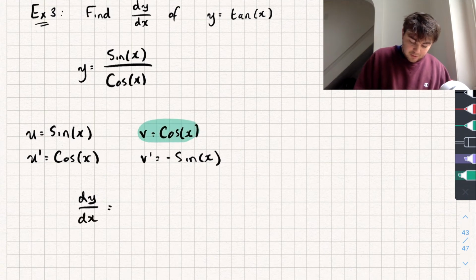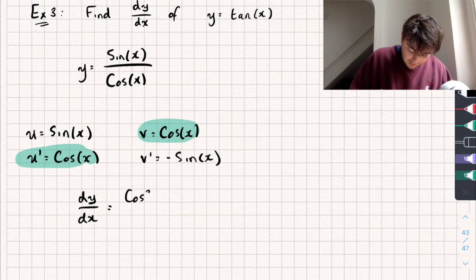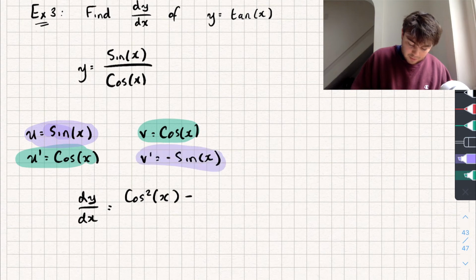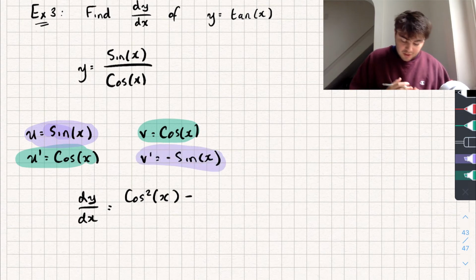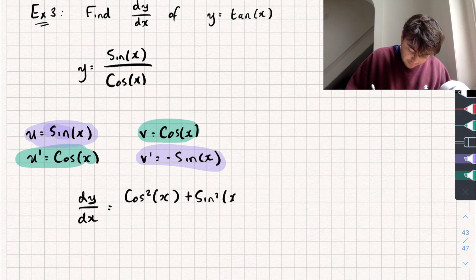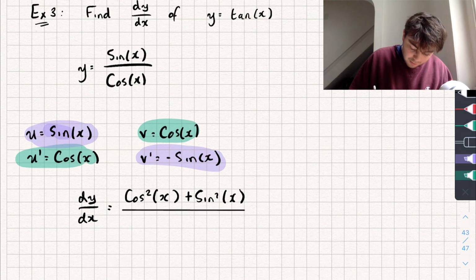And so if you remember, that was the function v multiplied by the derivative of u, so that's going to be cos squared x, and then we subtract from that the function u multiplied by the derivative of v, so that's going to be subtract negative sine squared x, so that just becomes plus sine squared x, and then that's all going to be divided by the function v squared, which is cosine x, so we're going to divide it all by cosine of x squared like that.